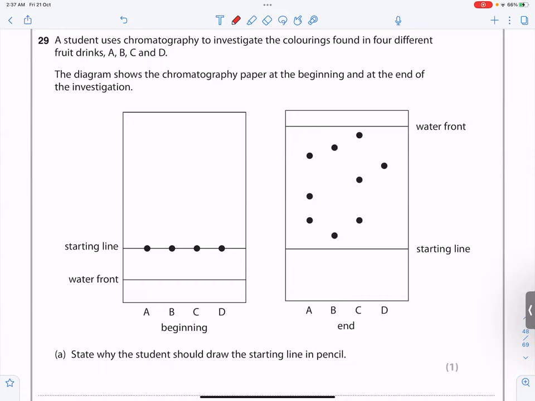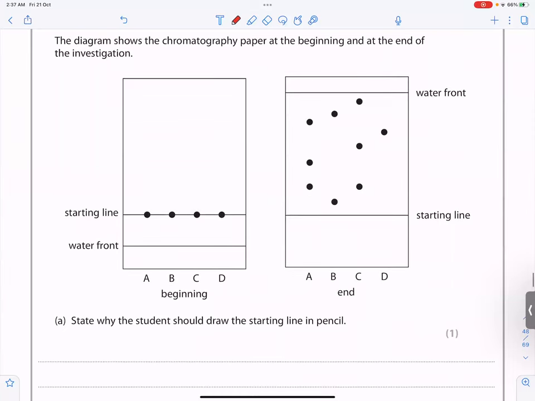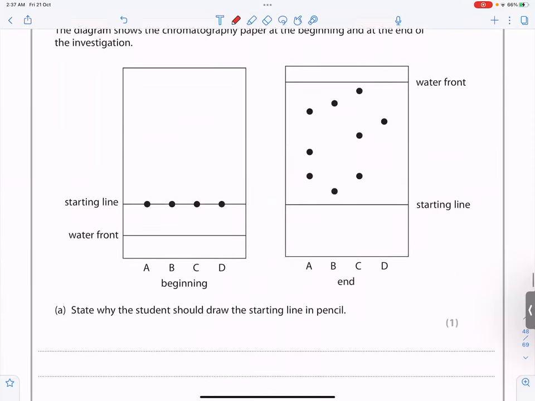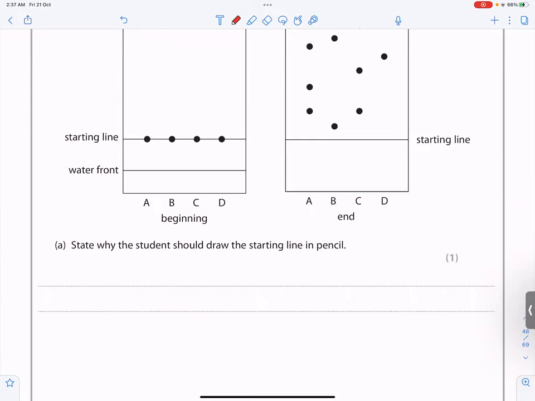Question 29. A student uses chromatography to investigate the coloring found in four different fruit drinks A, B, C, and D. The diagram shows the chromatography paper at the beginning and at the end of the investigation. State why the student should draw the starting line in pencil. Because pencil will not dissolve in the solvent.